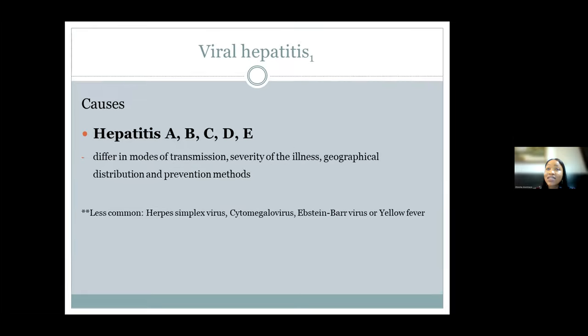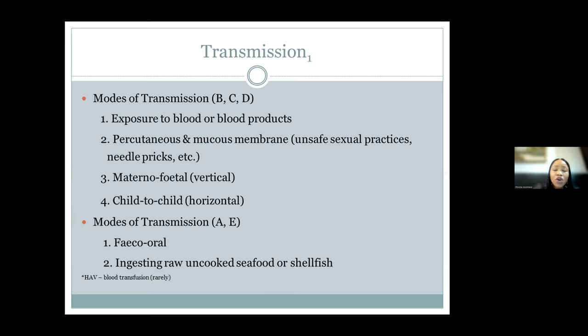D typically can't occur in an individual that does not already have hepatitis B. They also differ in their geographical distribution, with hepatitis C being more common in the Western world, while B is more common in Nigeria and sub-Saharan Africa and other developing countries, as we know. For prevention methods, understanding the different modes of transmission, it's easy to see why the prevention methods also differ for each of these viruses. So focusing now on the mode of transmission, which is quite important, like I mentioned, in preventing these viruses, as not all of them actually have vaccines that can be taken.